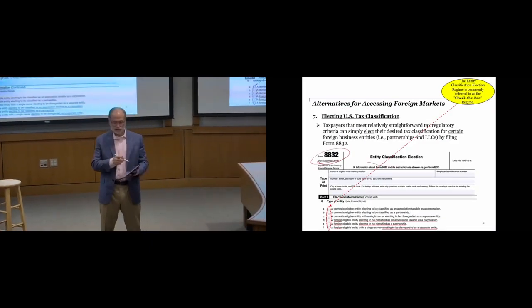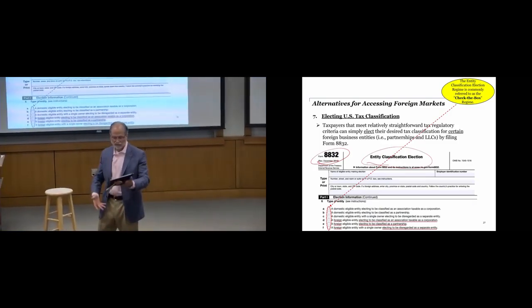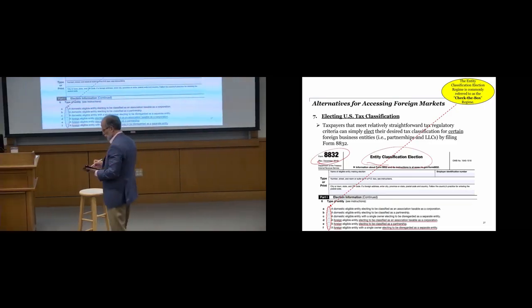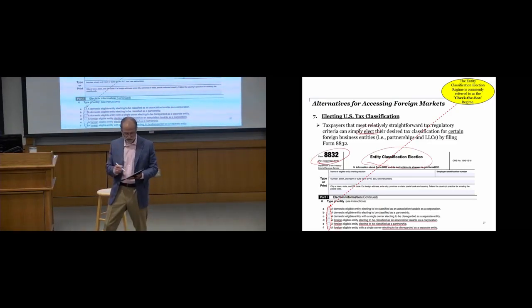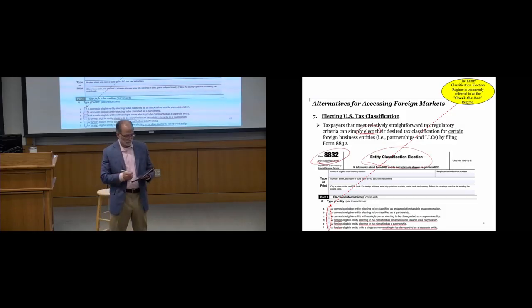Okay, so here's the form. This is the Form 8832 entity classification election. It's not very long. This is the top part of the form. You meet relatively straightforward regulatory criteria. You simply elect the desired tax classification for certain foreign entities, partnerships, and LLCs by filing Form 8832. So the reason it's called the check the box regime is you see these boxes over there.